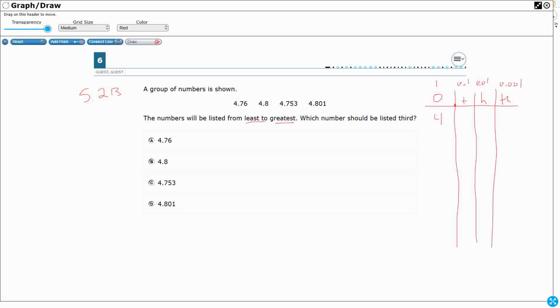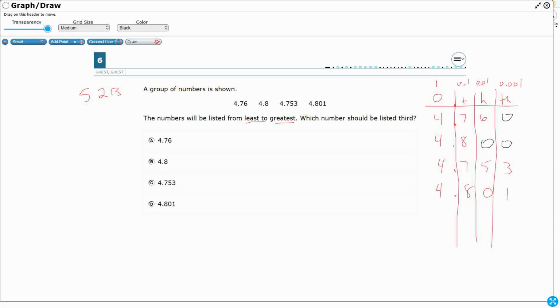4.76, 4 and 76 hundredths, 4.8, 4 and 8 tenths, 4.753, 4 and 753 thousandths, and 4.801, or 4 and 801 thousandths. Well, when we line it up like this, let's add zeros. When we add zeros, it all makes sense.